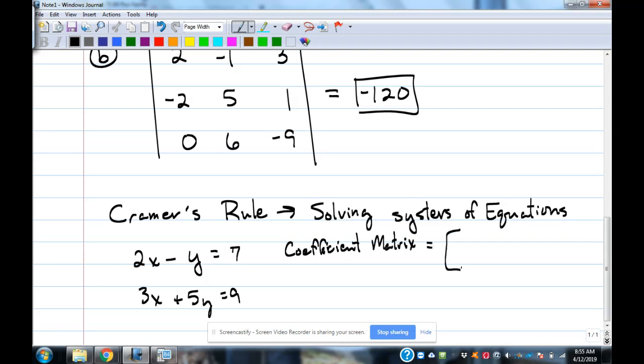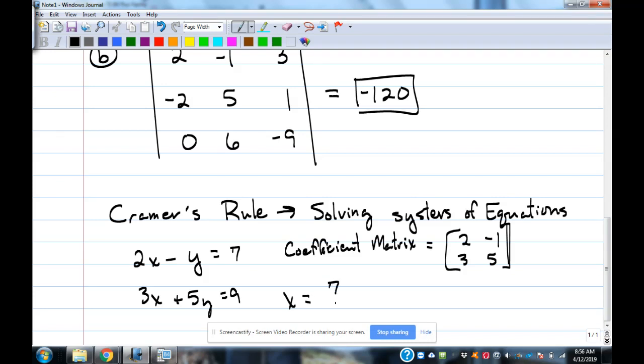The coefficient matrix holds the coefficients of the variables, right? We talked about that the other day. 2, -1, 3, 5. And then you have what we'll call the X matrix. The X matrix is where you replace the X values with the solutions, what the equations are equal to.